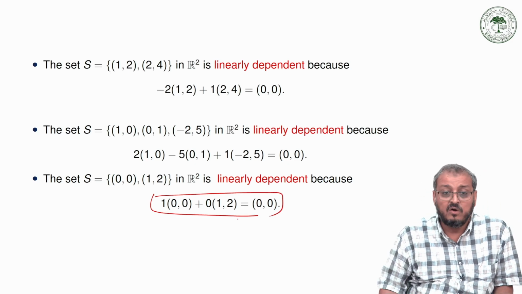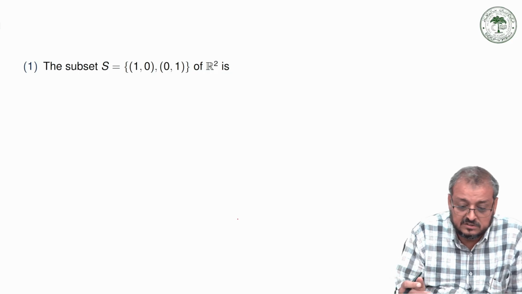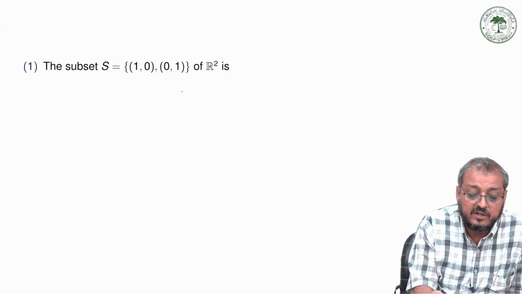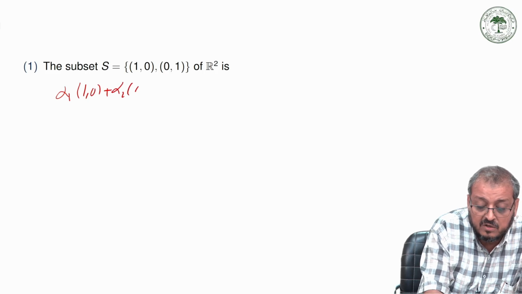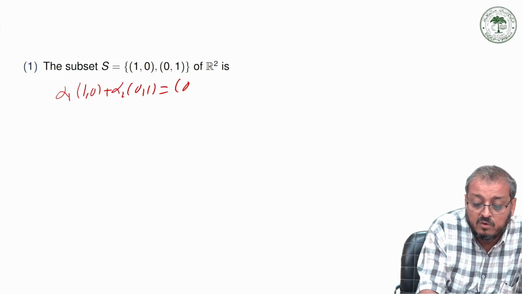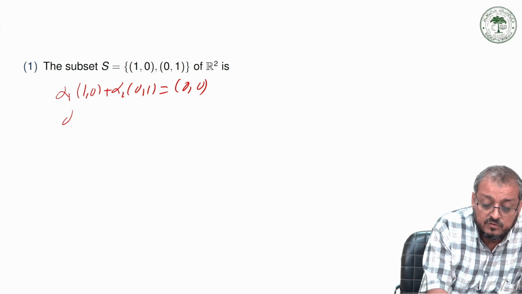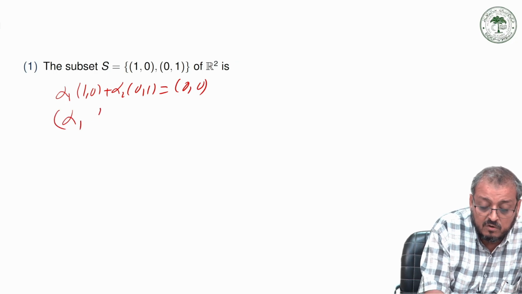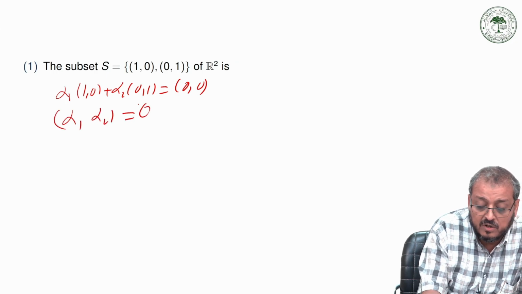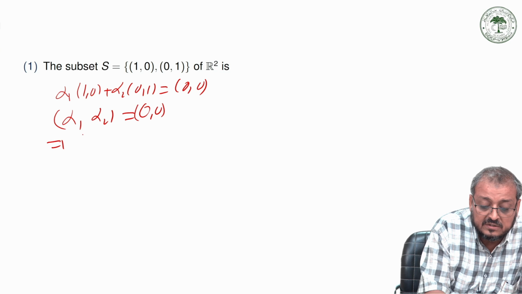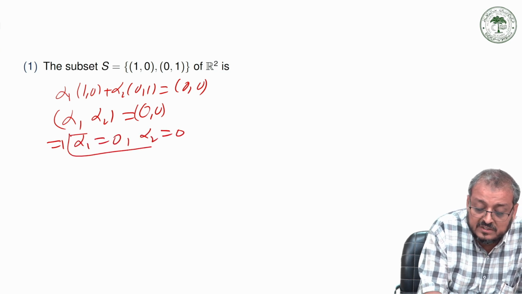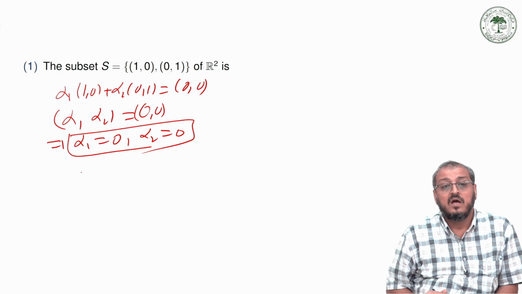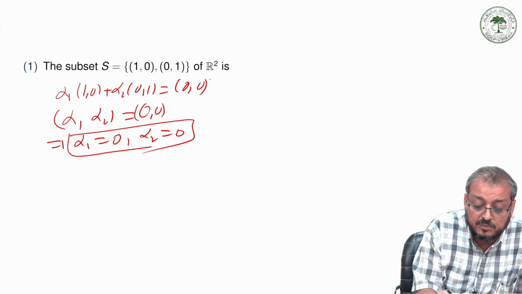Okay, so now we try another example. Clearly we can again write it in the form alpha 1 (1, 0) plus alpha 2 (0, 1), and we set it equal to (0, 0). So we have (alpha 1, alpha 2) equal to (0, 0). This implies that alpha 1 is equal to 0 and alpha 2 is equal to 0.